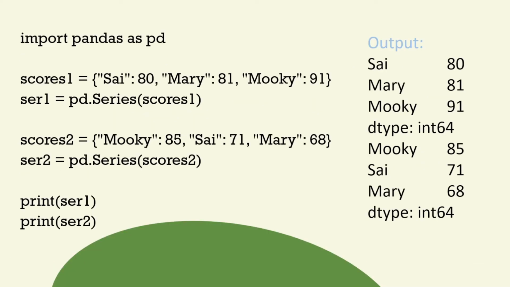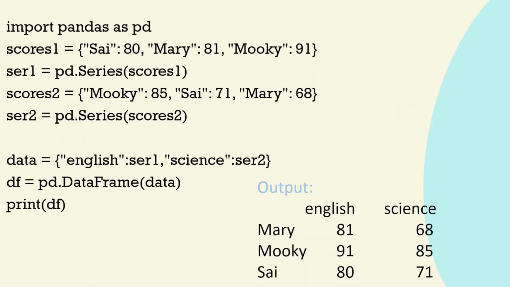Here's the same dictionary and a second dictionary. They're both the same with slightly different scores, but the same students. Now we've created 2 series here because we're going to put them together. So here they're just 2 separate dictionaries put into 2 series.